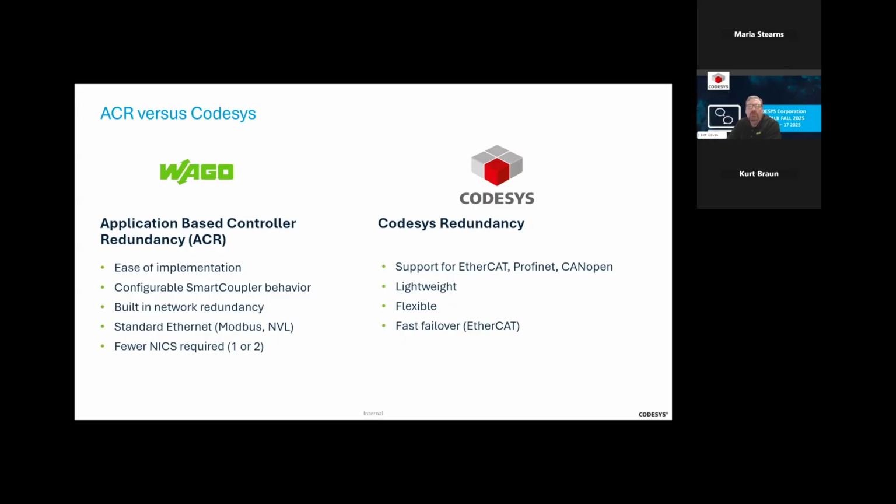And then on the CODESYS side, what's really nice about the CODESYS redundancy is support for EtherCAT, Profinet, CANopen. It's more lightweight, and because you don't have the pre-built, if you want to go super basic and just the bare minimum and make it really lightweight, you can. Also, there's a little bit more flexibility in that the CODESYS redundancy allows you to build your own custom redundancy to work exactly how you want it and code it your way. And then fast failover because of the EtherCAT capability. You can take advantage of the EtherCAT speeds to increase your failover speed.